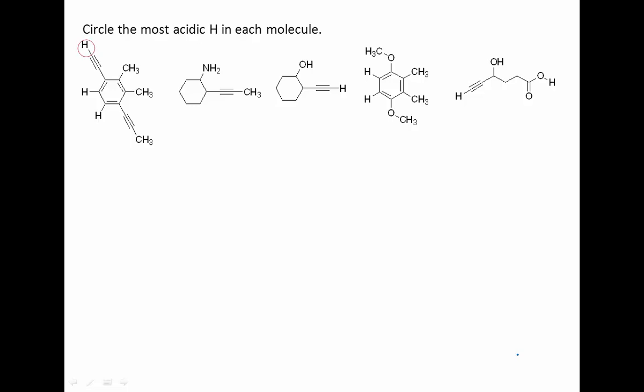All right, the next one has an internal alkyne group and an NH2 group. An internal alkyne, since there's no hydrogen directly at the alkyne, is not an acidic compound. Thus that is the most acidic hydrogen in this compound. In the next one we have an OH, remember those have pKs of around 16 to 18, and a terminal alkyne which has a pK of around 25. Our most acidic hydrogen is that.